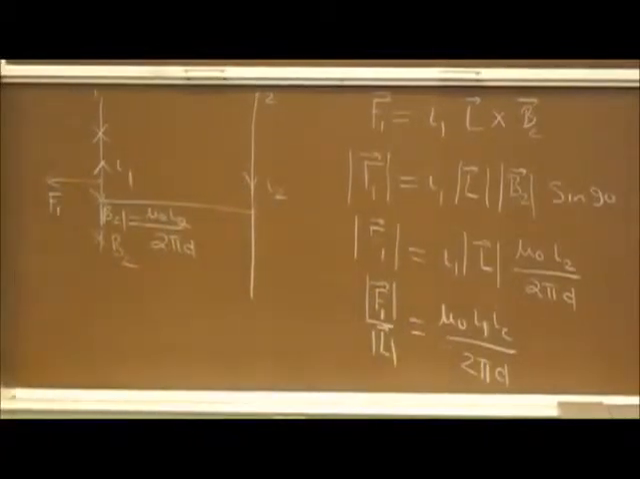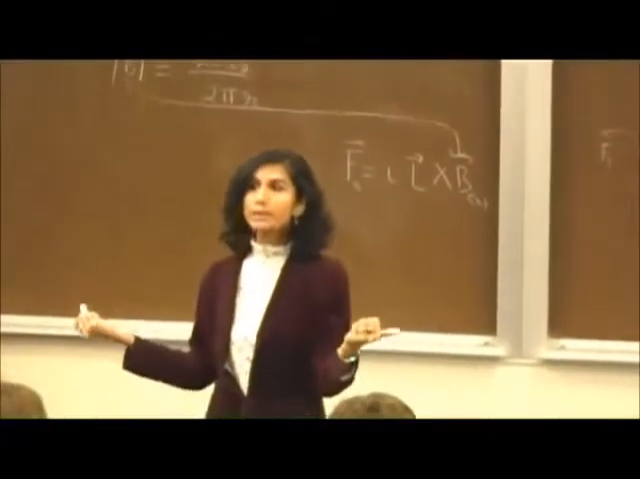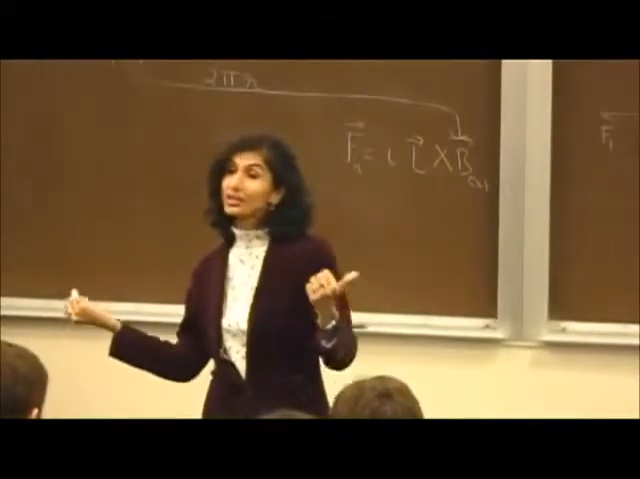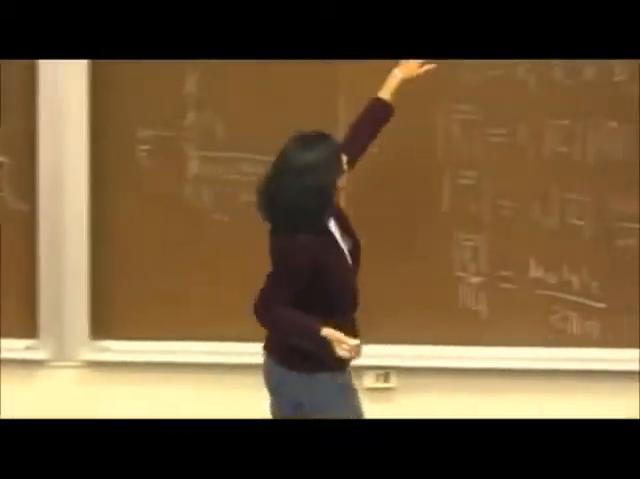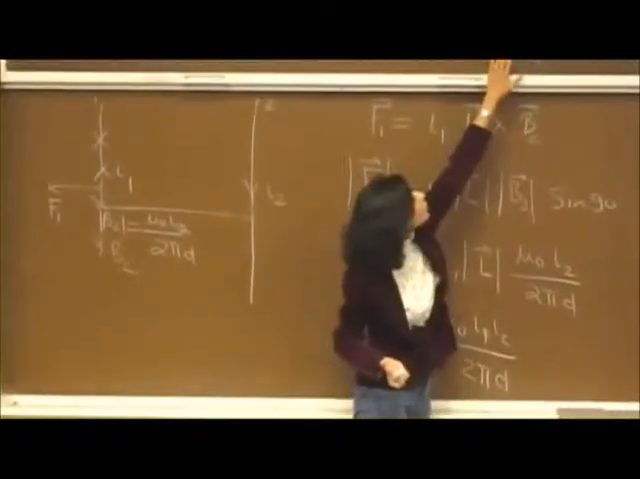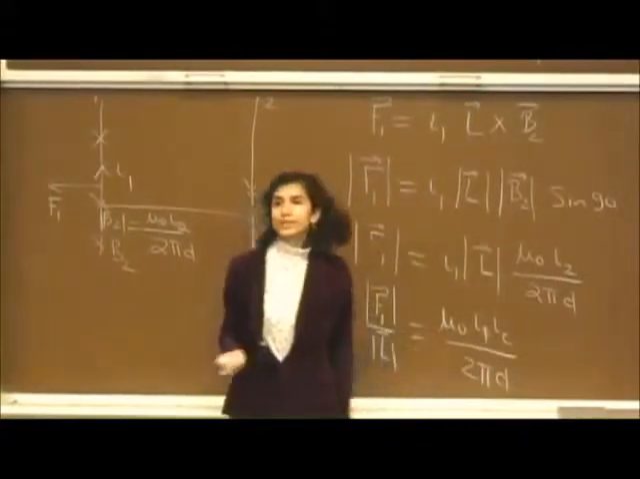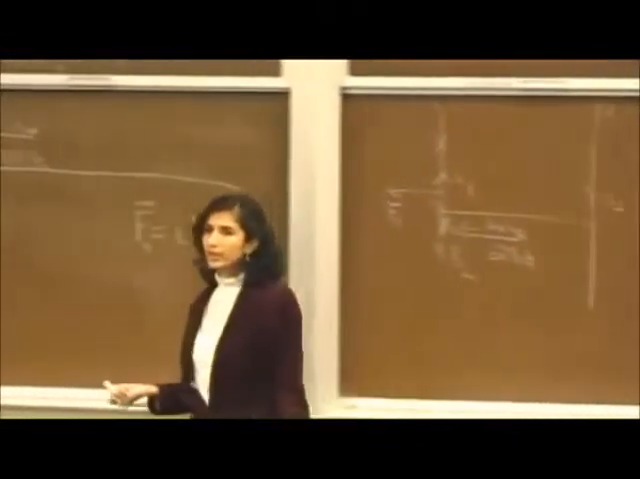The directions in which these wires will feel the force are opposite. If one of them is east, the other one is west. And the magnitudes are the same too. So the force per unit length here is mu 0 I1 I2 over 2 pi d, same as here, right?